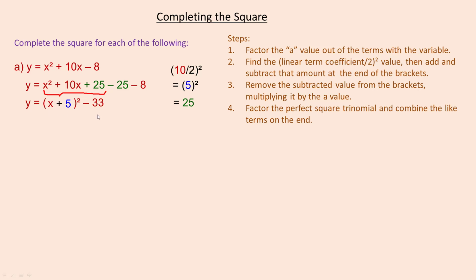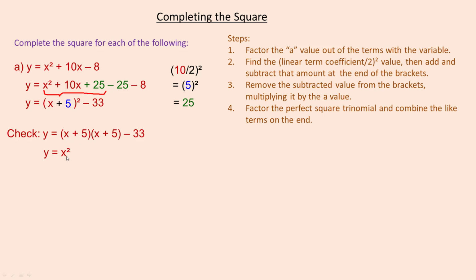Now I'm going to show you how to check this to make sure that your completing the square has been correct. This is what the check would look like. (x plus 5) squared means x plus 5 is multiplied by itself. And don't forget there's minus 33 here. We're going to expand this out, and we should end up with the same trinomial, y equals x squared plus 10x minus 8, that we started with. Remember, when you're multiplying two binomials together, you multiply everything in the first by everything in the second.